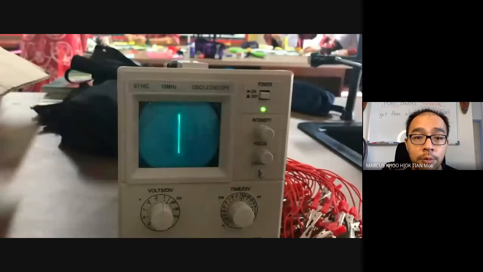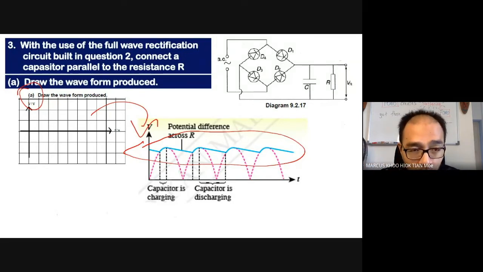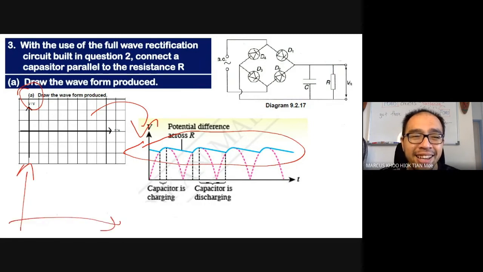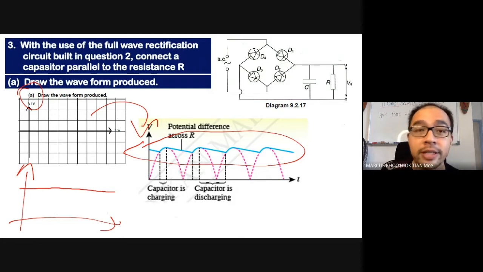Okay, so the waveform produced will be like this, like this, like this. Much more smooth. But of course, not like this. It's not totally smooth all the way. Unfortunately, that can't happen. Maybe next time when you do electronic engineering, you will be the one to discover how to make it super smooth, what other component you need to add.